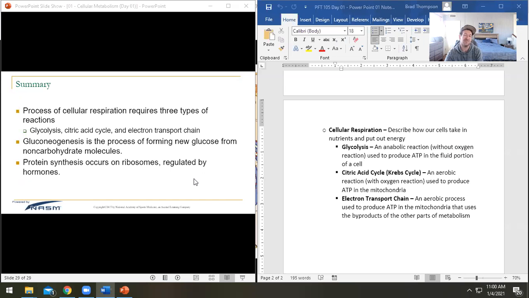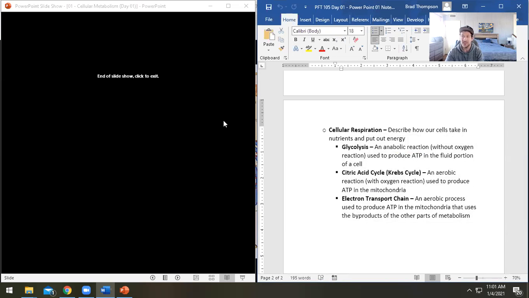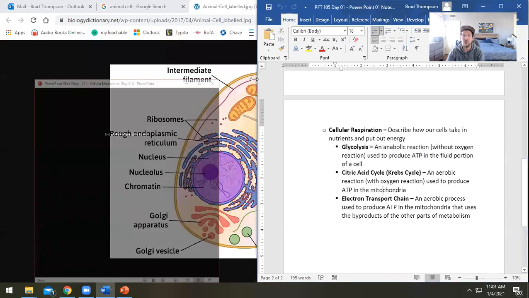So those are the 3 processes. Glycolysis is anaerobic. That takes place without oxygen. And then the Krebs cycle and the electron transport chain, those require oxygen. So those are aerobic. So we've got aerobic and anaerobic, and that's what allows us to produce energy. And that is your first lesson.